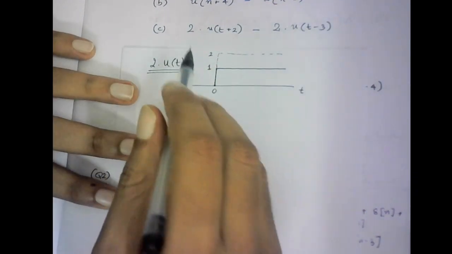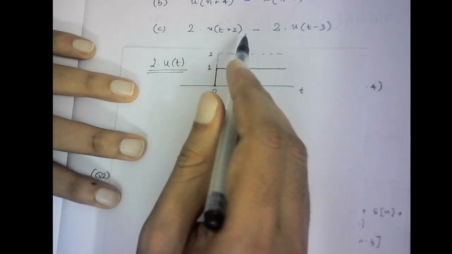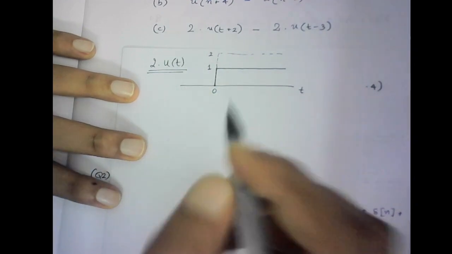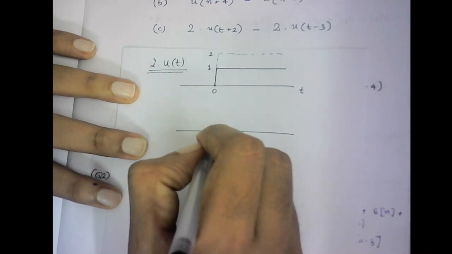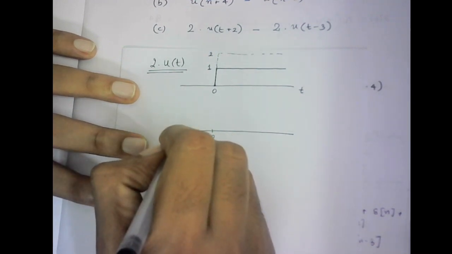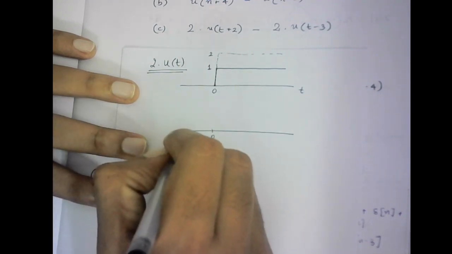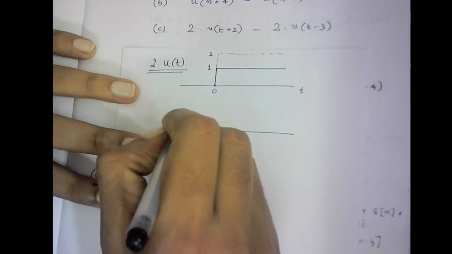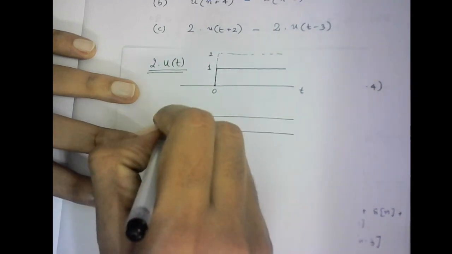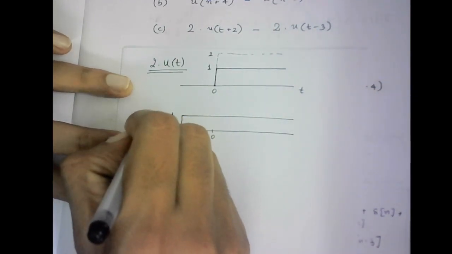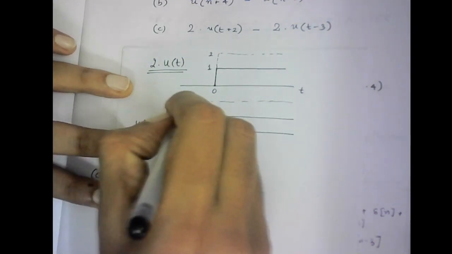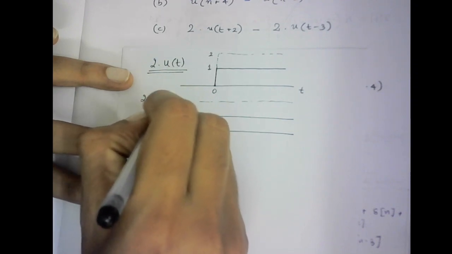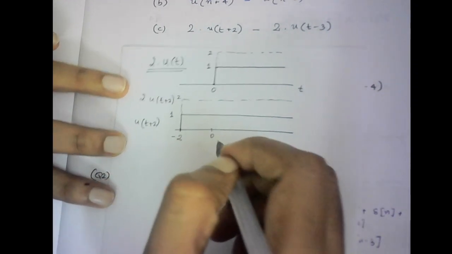Okay, so that is amplitude scaling. Now what you need to find is 2 into u of t plus 2. So what is u of t plus 2? u of t plus 2 is a unit step signal which is advanced by 2 instances. That means shifting to the left by 2, advancing means left, right? So this is u of t plus 2. Now 2 into u of t plus 2 has magnitude 2.